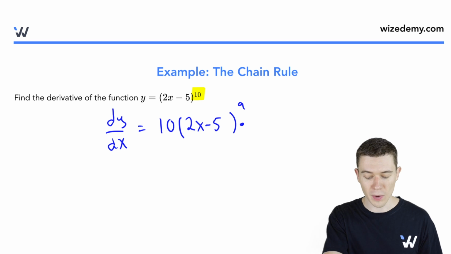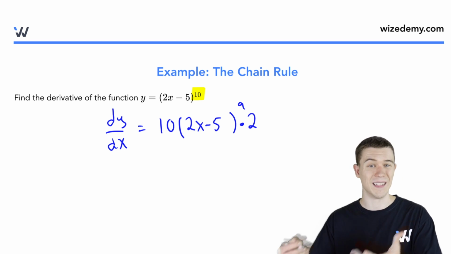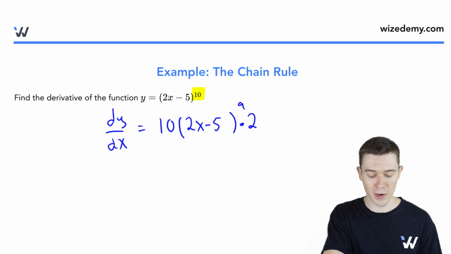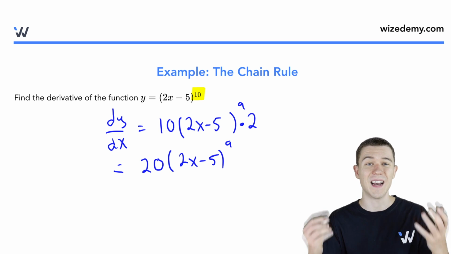What's the derivative of 2x? It's 2. What's the derivative of minus 5? It's 0. And hey, there we go. We're actually done taking the derivative. Take a second if you like to clean this up. You could do 2 times 10 is 20, times 2x minus 5 to the 9th. The chain rule just saved us a ton of time.